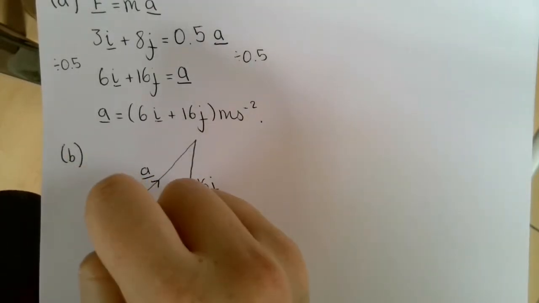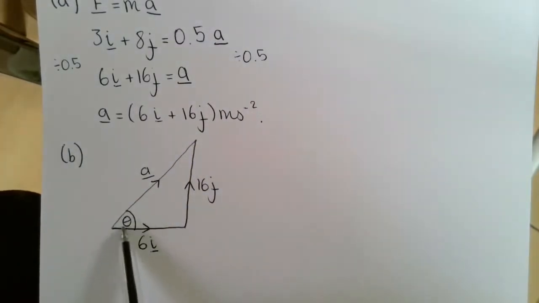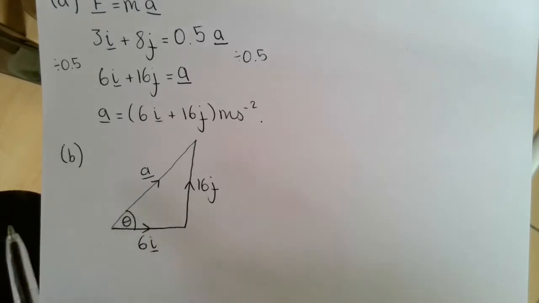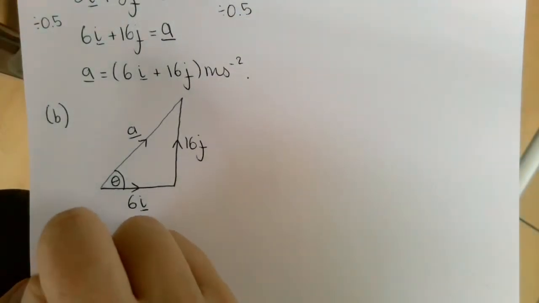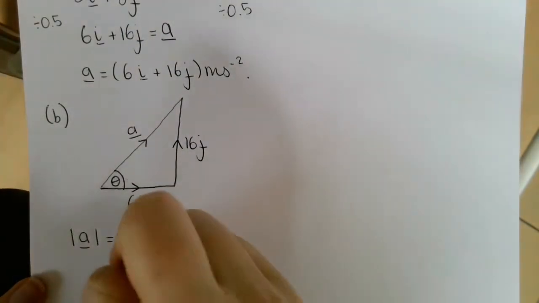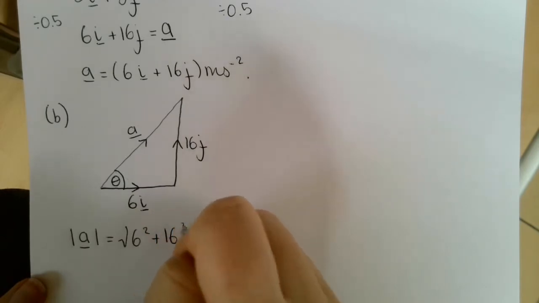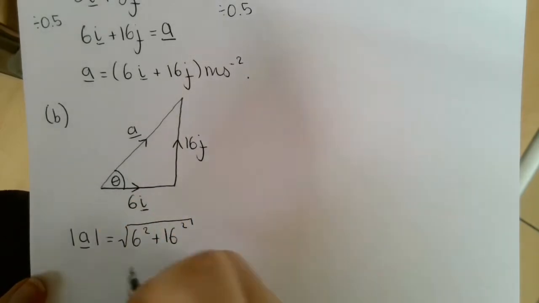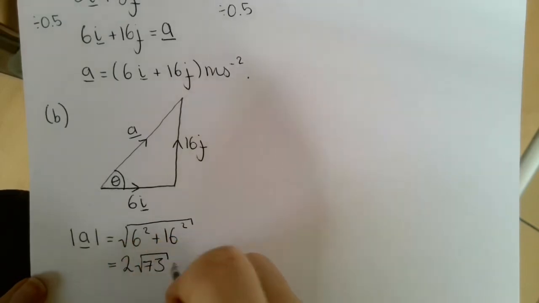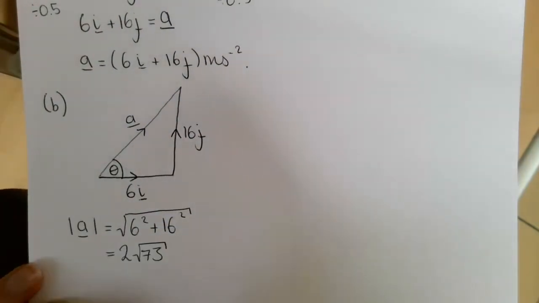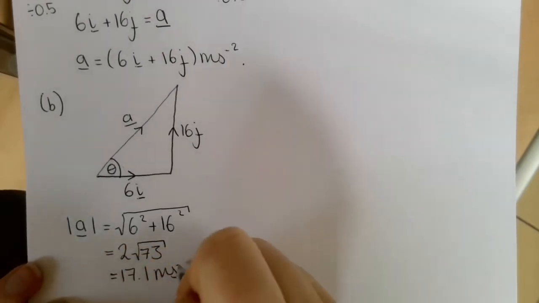So we want to find out, first of all, the magnitude and then the angle here, so we can then calculate the bearing. So we're going to find the magnitude of the acceleration first. We're going to do the square root of 6 squared plus 16 squared, which is equal to 2 root 73, which to 3 significant figures is 17.1 meters per second squared.